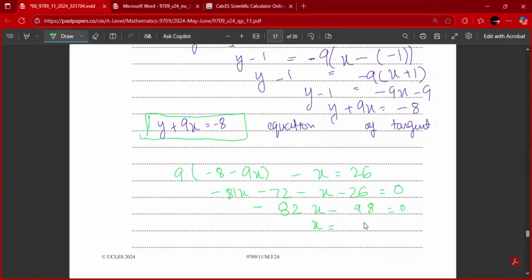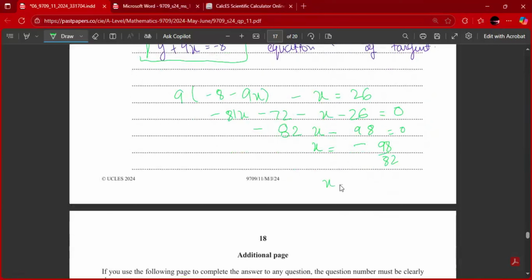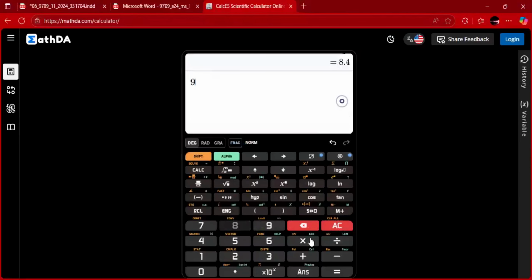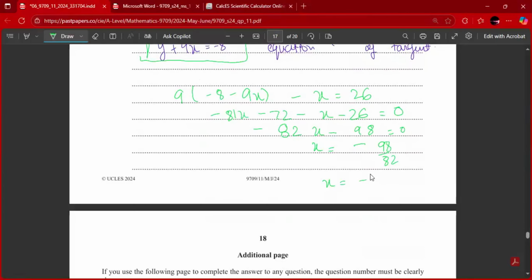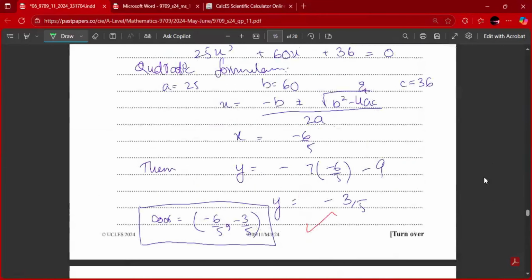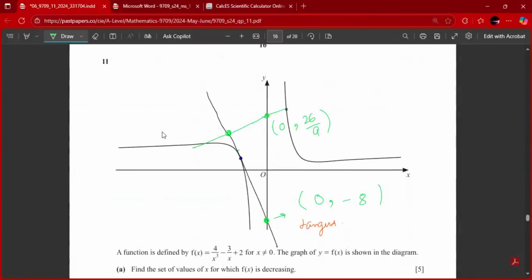Minus 9 minus 98/82. Please kindly use a calculator to simplify it. What do we get? 98 divided by 82. Minus 49 over 41, comma.